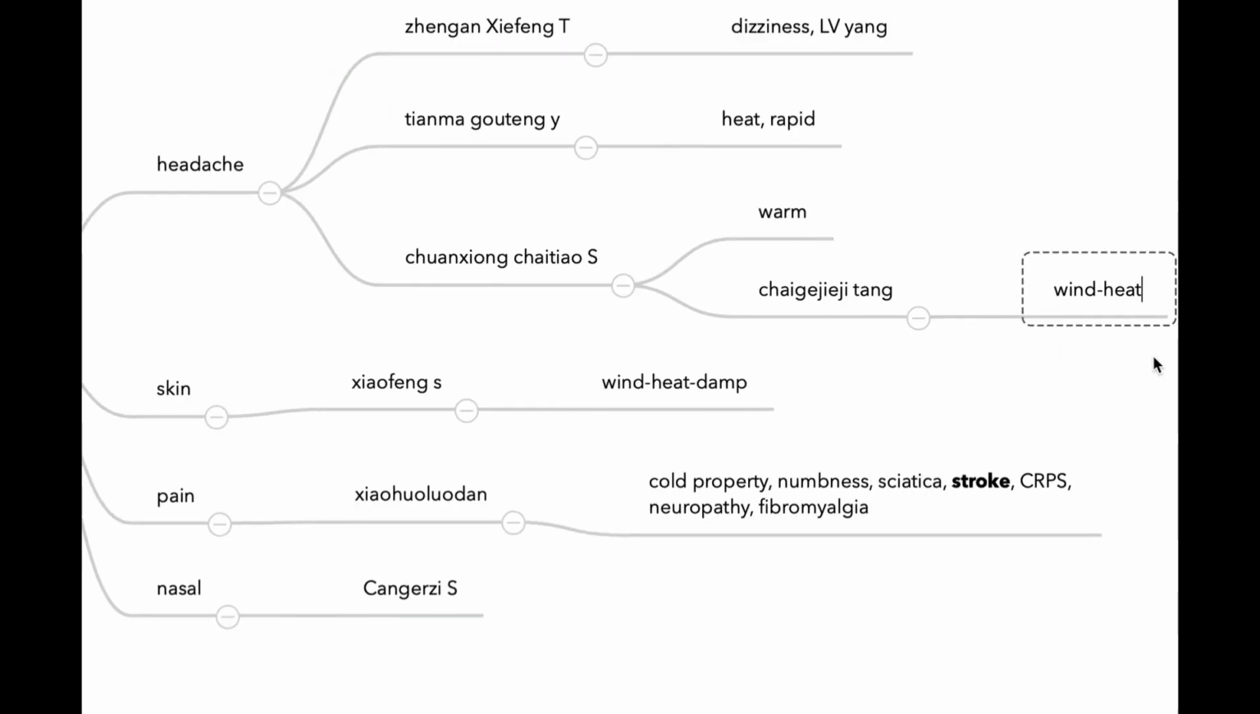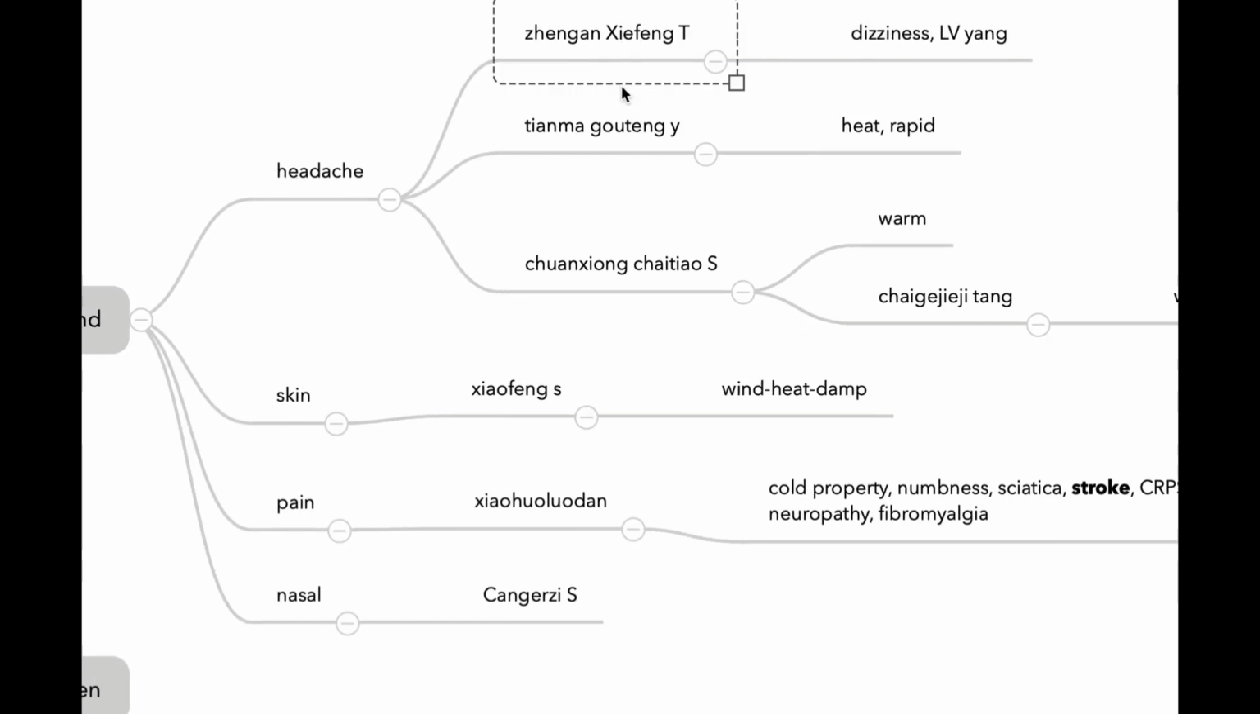But these formulas all treat wind: Zhengan Xifeng Tang, Tianma Gouteng Yin, and Chuanxiong Chatiao San. And skin, Xiaofeng San. Do you remember what other formulas, like Qingying Tang, Wenqingyin, which is Huanglian Jiedu Tang and Siwu Tang, and Fangfeng Tongsheng San. Those formulas are all important. And this Xiaofeng San is very similar to Fangfeng Tongsheng San, but Xiaofeng San is mostly used for an earlier stage.